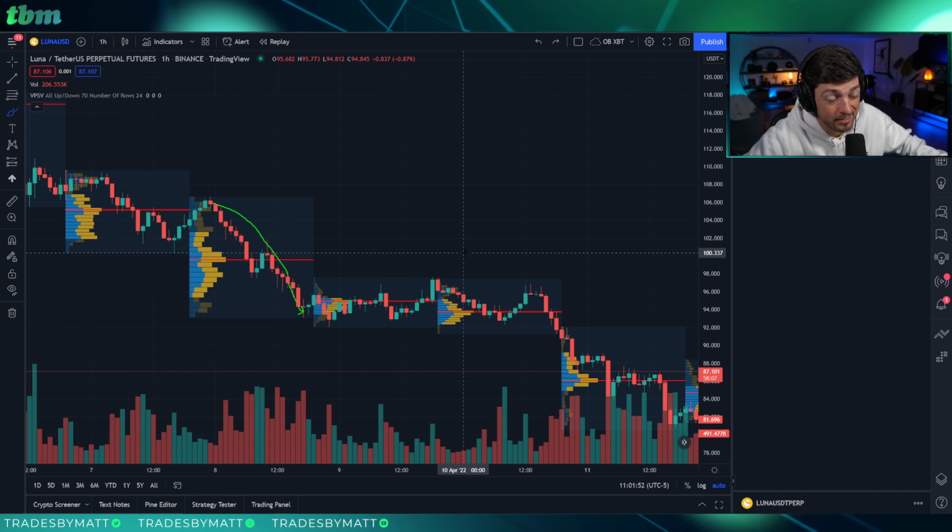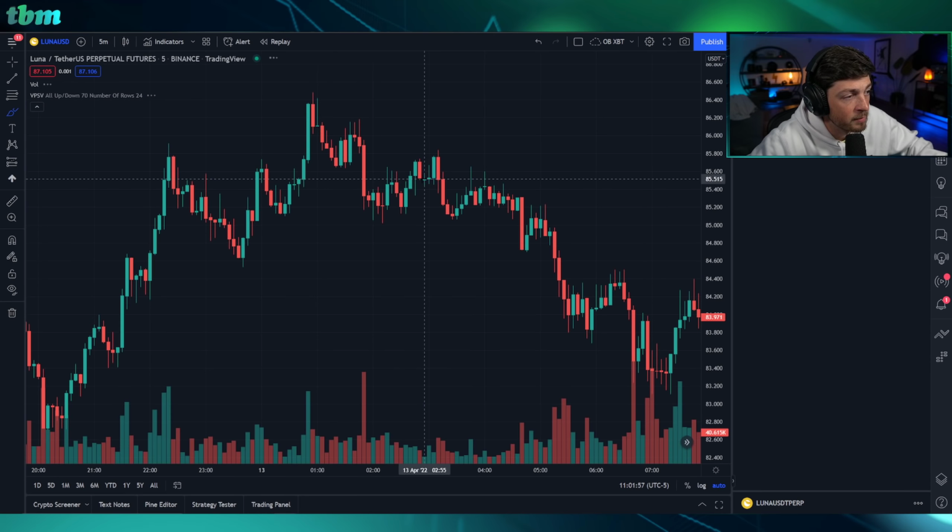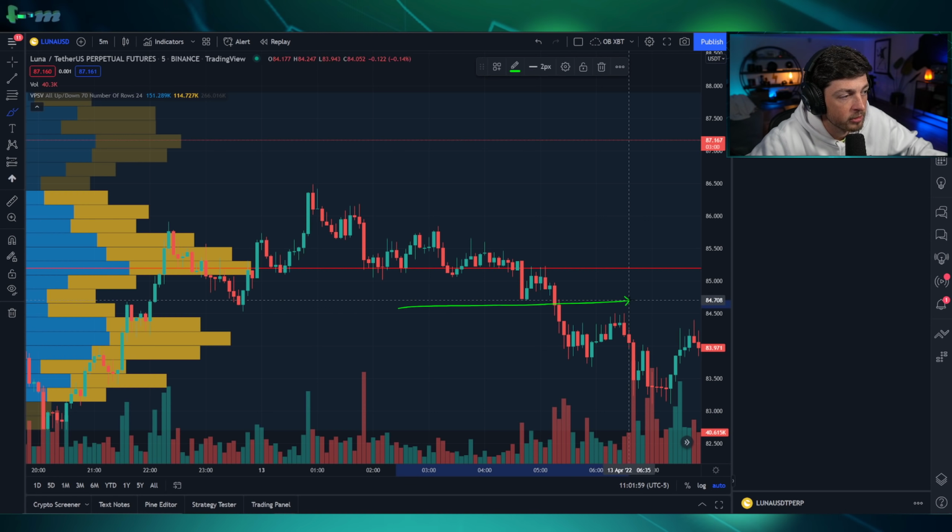Now, I think it seems very simple. It seems very easy. It's because it is. Let's look at the 5-minute chart, see if we can find any other good examples just in the short term.